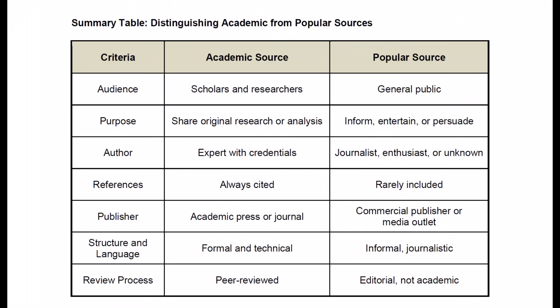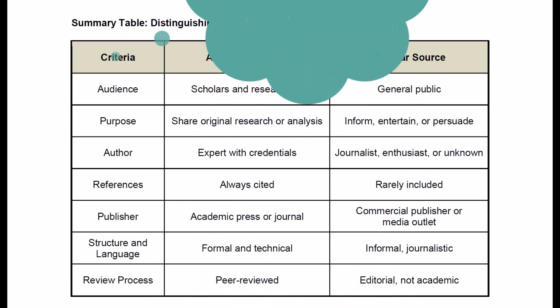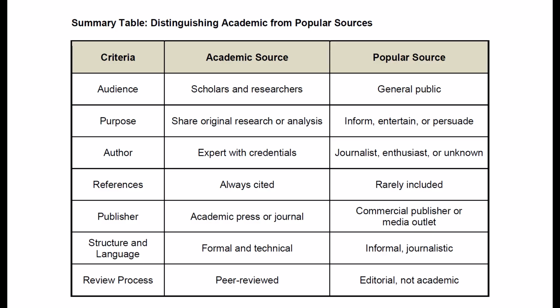Academic research requires the use of reliable, credible sources. Understanding how to identify academic sources and how to distinguish them from popular or non-academic materials is a foundational skill for university-level work. To determine whether a source is academic, evaluate it according to the following characteristics.